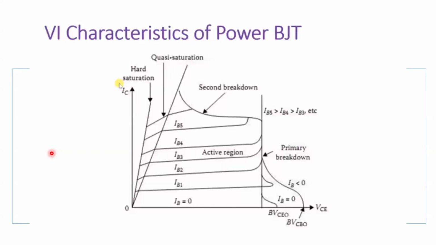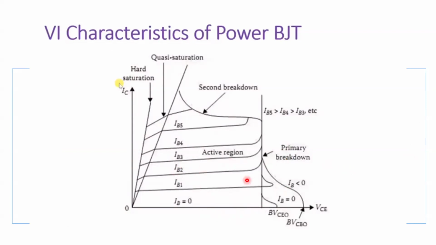Okay, so how it should be is: if the base-emitter junction is reverse biased and the base-collector junction is reverse biased, it is in the cutoff region. And if the base-emitter junction is forward biased and the base-collector junction is reverse biased, the region is said to be active. This is your active region.